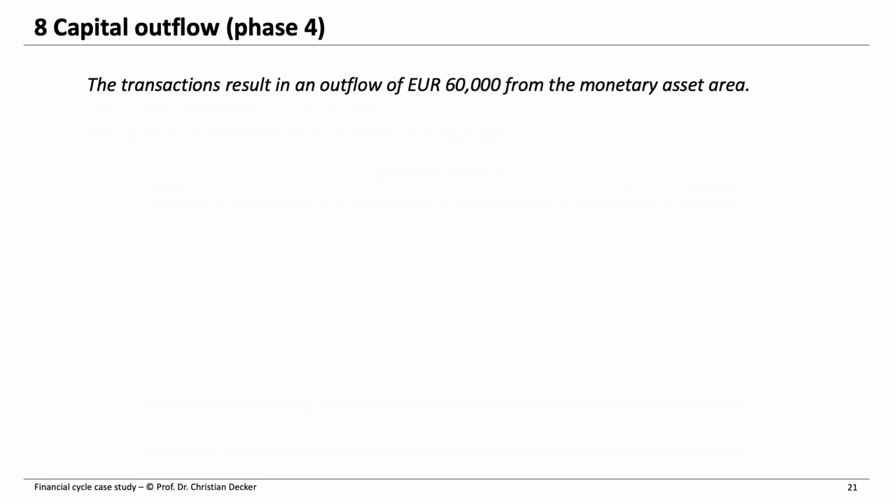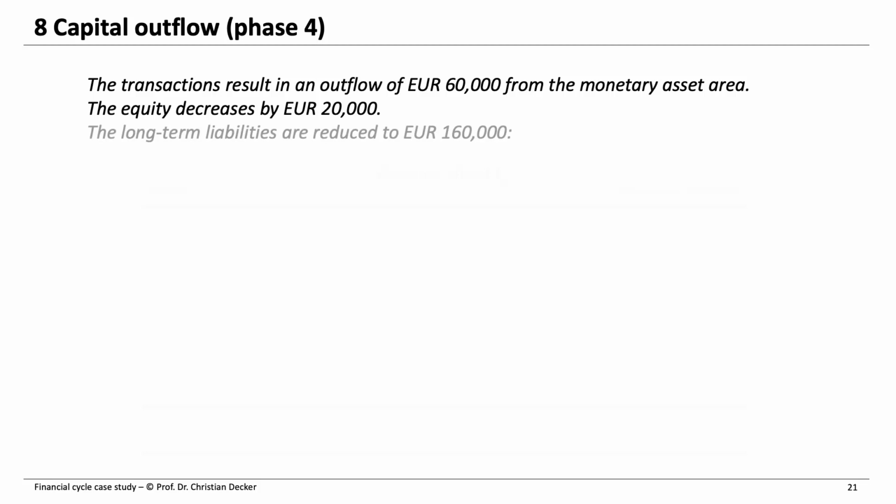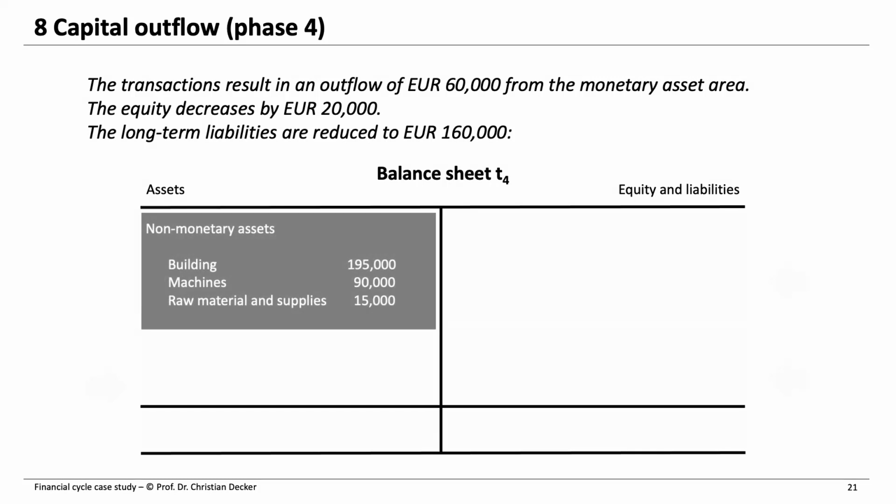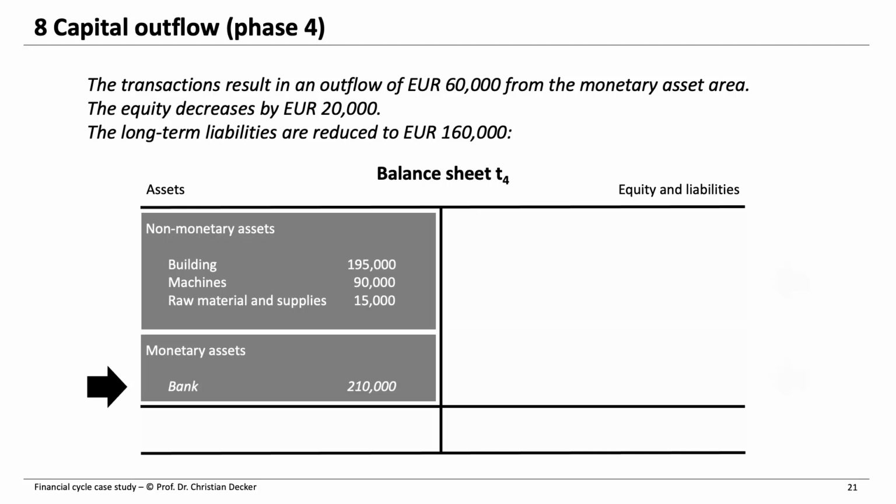The transactions result in an outflow of €60,000 from the monetary asset area. The equity decreases by €20,000. The long-term liabilities are reduced to €160,000. On the asset side of the balance sheet T4, the following picture emerges. The items buildings, machines, as well as raw materials and supplies show the balances already explained. The item finished goods has been dropped. The item bank is reduced by €60,000 from €270,000 to €210,000.